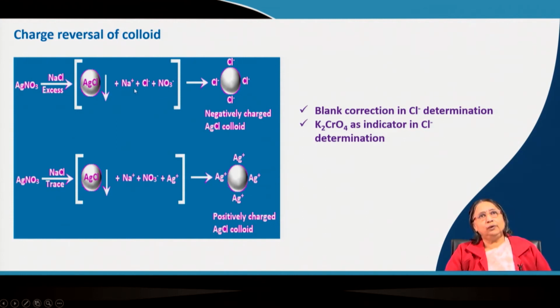Now, who will adsorb onto the silver chloride? Because I said that colloids are always stabilized by charge. It has a choice. It will always prefer to have some ion which is a family member. Here in its family, silver is there and chlorine is there. So either silver ion or chloride ion will be deposited. Deposited means adsorbed onto it.